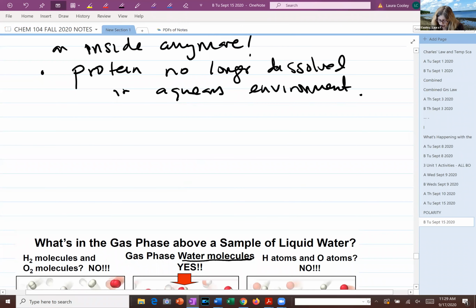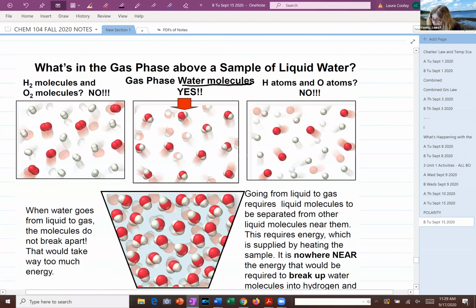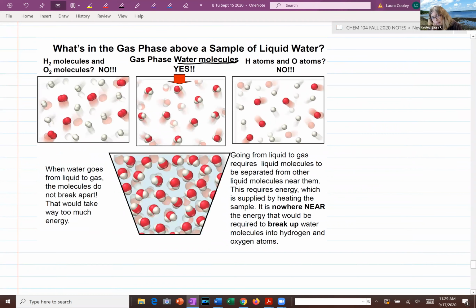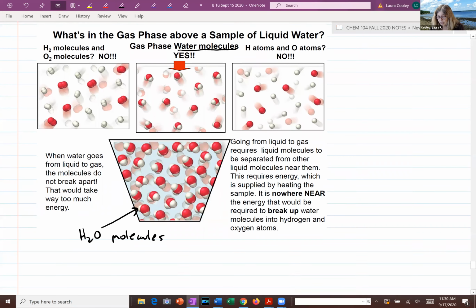Okay. I wanted to also go through this silly slide. I don't really want to spend time in class on this, but I think it's a good thing to go over. Okay, so I guess I should call this video protein folding and silly video on what is in the gas phase above a sample of water. So here is a glass of water, magnified many, many times. So these are H2O molecules. Now, I've been talking about how you have gaseous H2O above a sample of liquid water, and that we have a certain vapor pressure of water.